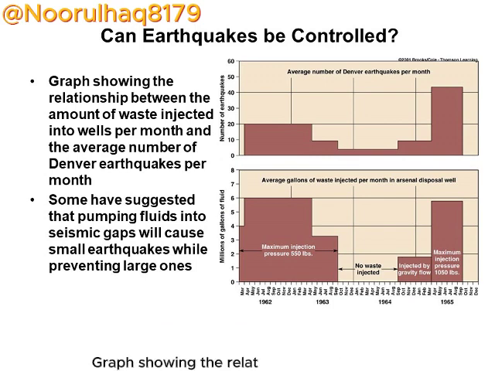Graph showing the relationship between the amount of waste injected into wells per month and the average number of Denver earthquakes per month. Some have suggested that pumping fluids into seismic gaps will cause small earthquakes while preventing large ones.